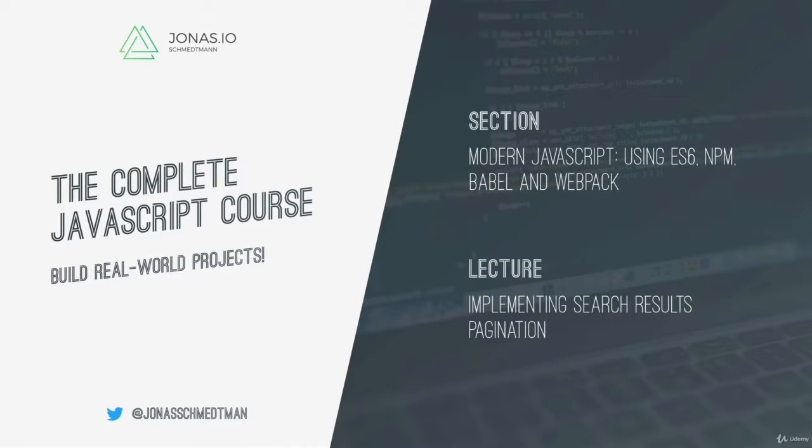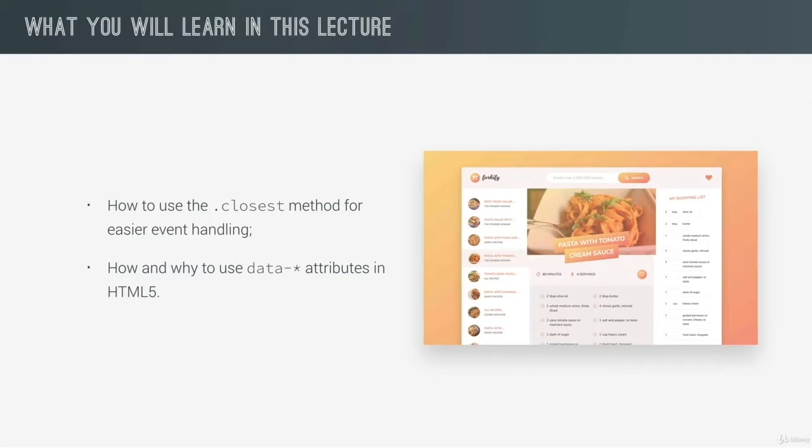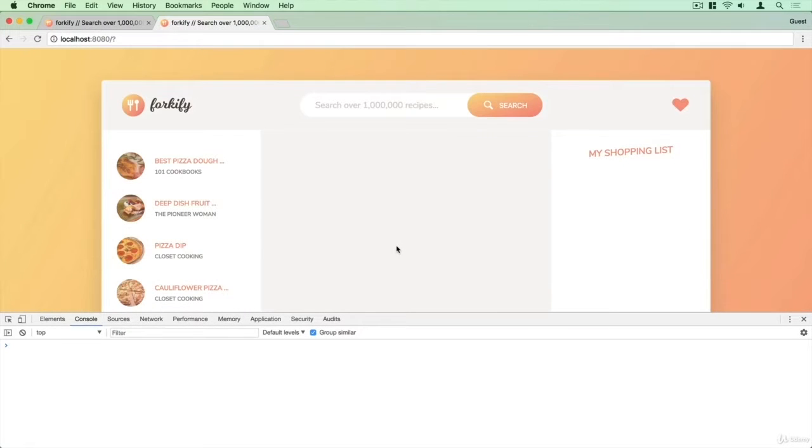As a last step in the search functionality, let's now implement the search results pagination. And in this lecture, you will actually learn some cool new stuff, including the super useful closest method for doing event handling in a much easier way, and also how and why to use data attributes in order to read data from HTML5 elements. And so let me first show you what we're actually trying to achieve.